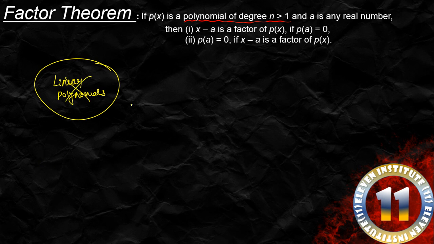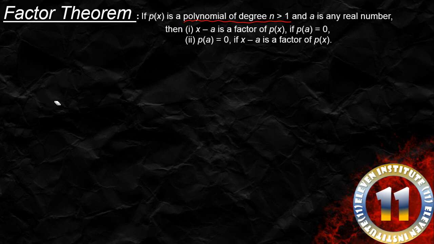It is applicable only to polynomials with degree greater than 1, which means it is applicable to quadratic, it is applicable to cubic, etc. polynomials. Then there are two rules for the factor theorem. If x minus a is a factor of p(x) if p(a) is equal to 0, and vice versa, if p(a) is equal to 0 then x minus a is a factor of p(x).